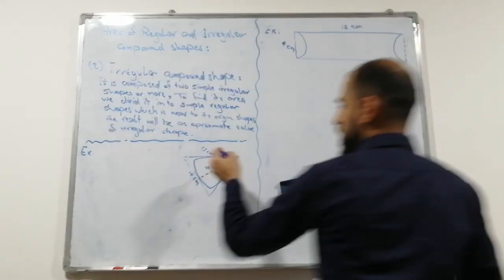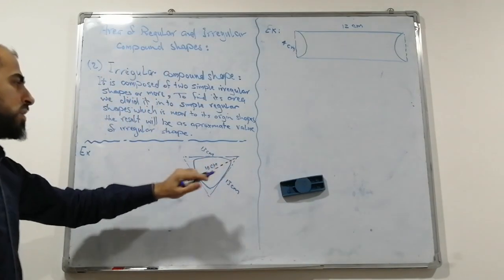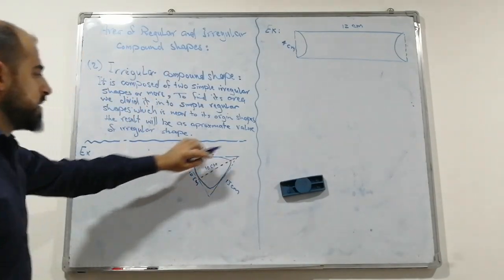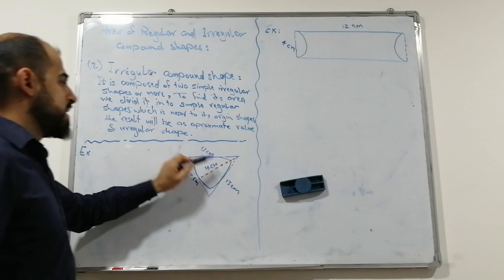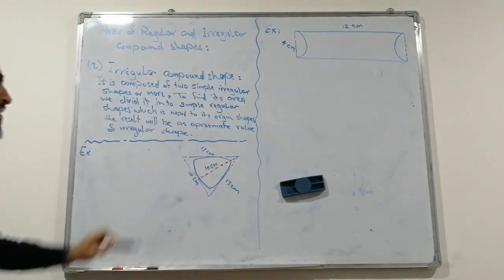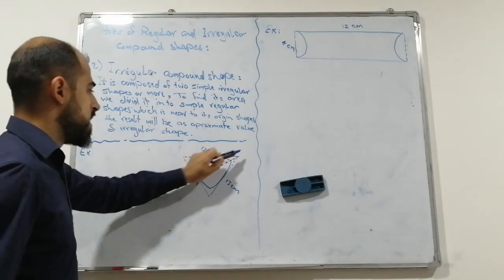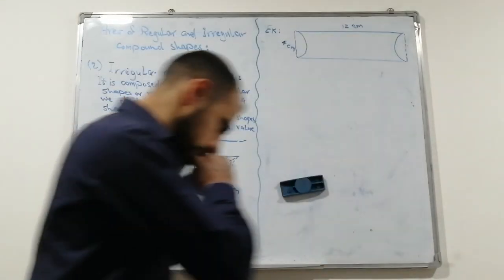So to find the area of the coin, we make an isosceles triangle. Its legs are 13 and the base is 10 and its height is 10 centimeter.